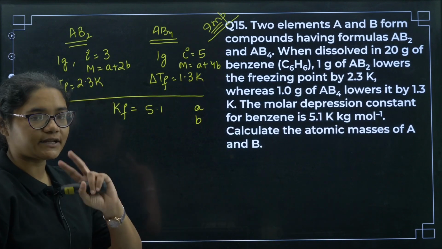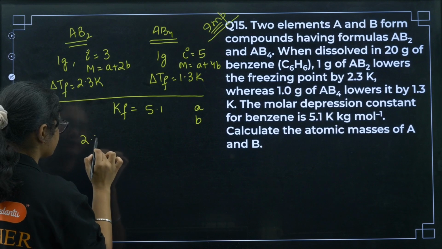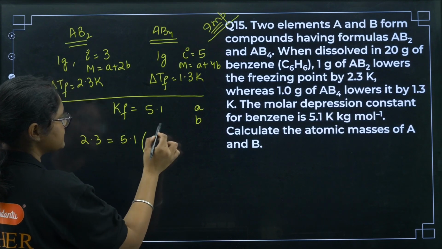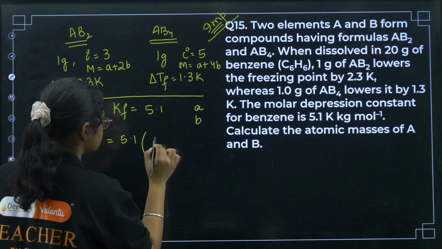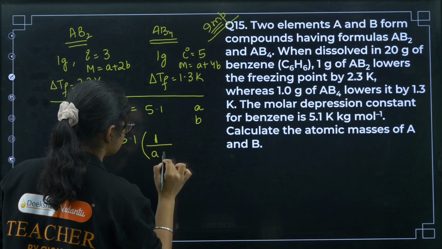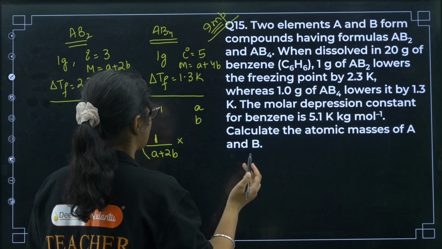Now you will generate two equations. Let us see how. Delta Tf here is 2.3, Kf into m. What is the m value? Given mass is 1 gram, molar mass is a plus 2b, into 20 gram of benzene.